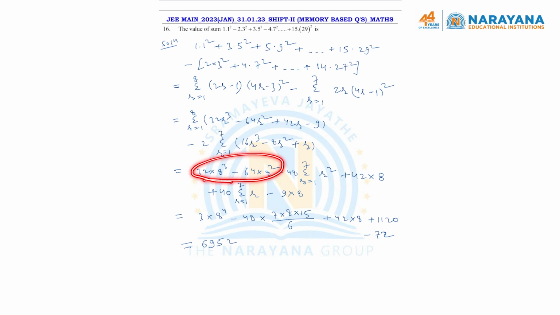So 32 and this, when we club these two, 8 to the power 4 is common, so 3 into 8 to the power 4, minus 48 sigma r square, we know, n into n plus 1 into 2n plus 1 by 6, plus 40 into sigma r, that is n into n plus 1 by 2, and this one, n into n plus 1, that will become 1120, and minus 72 is there. When you calculate all these, you will get 6952. It's a little bit calculative one.